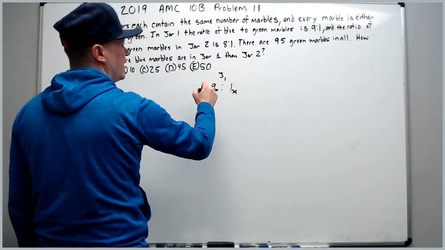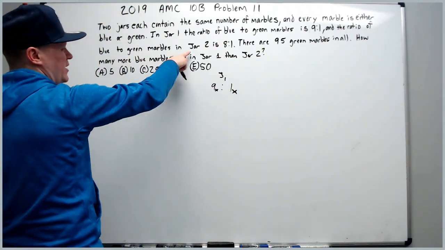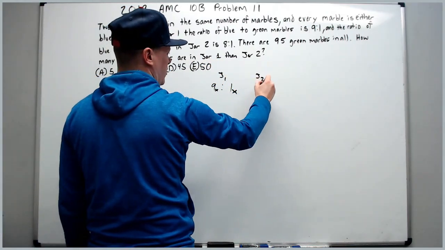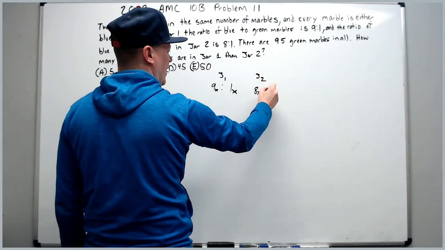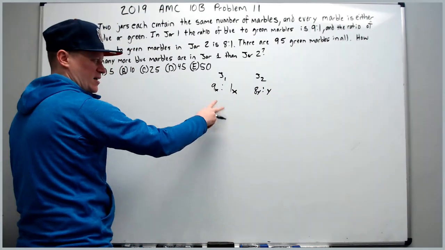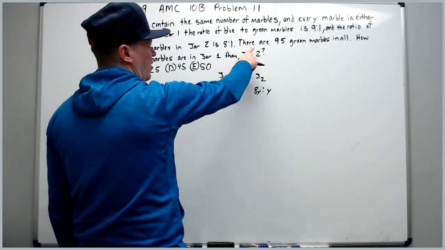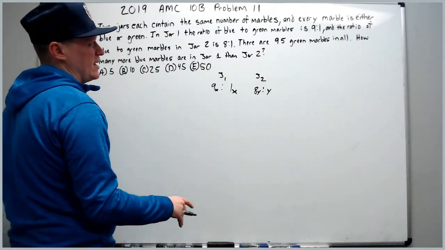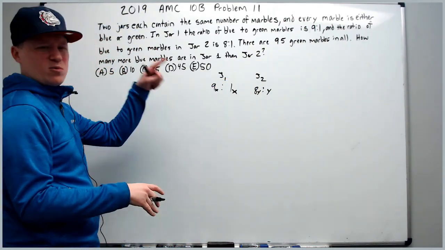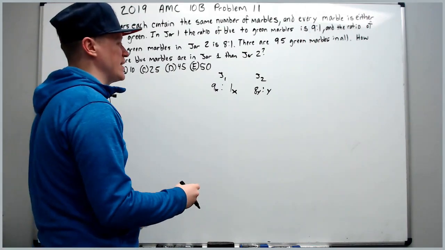This is jar 1. The ratio of blue to green in jar 2 is 8:1. So you'll make it 8y to y. You can't use x because the scale factor is not the same. There are 95 green marbles in all. So let's pause here. Before we read the rest of the question, let's make some progress instead.